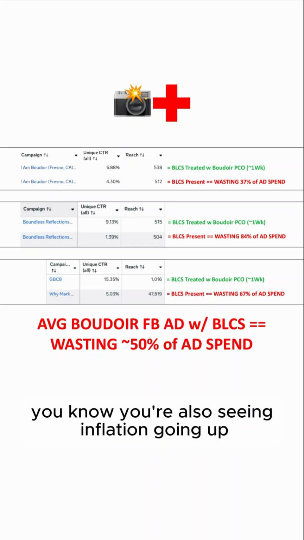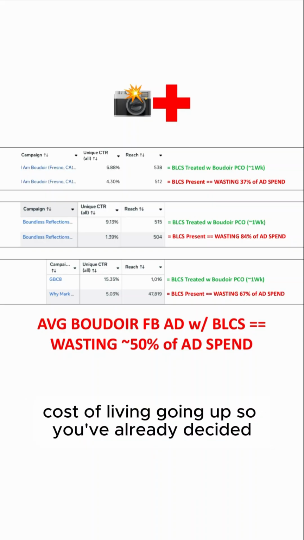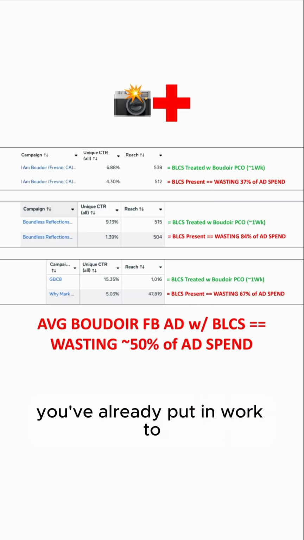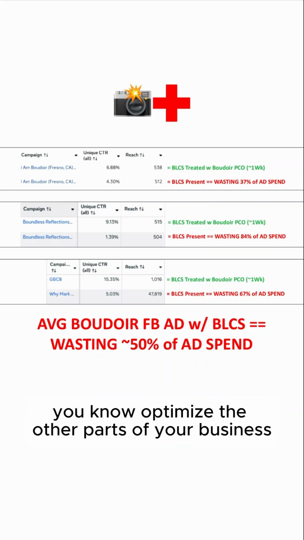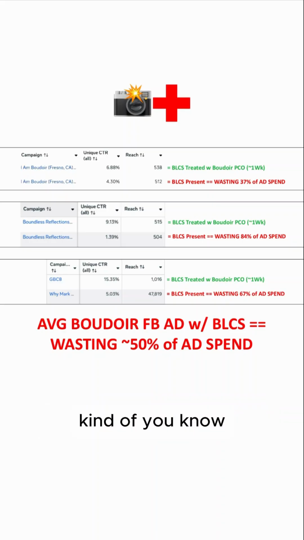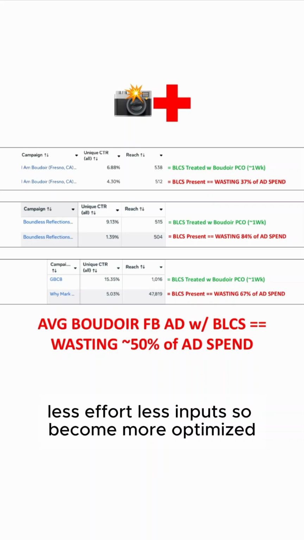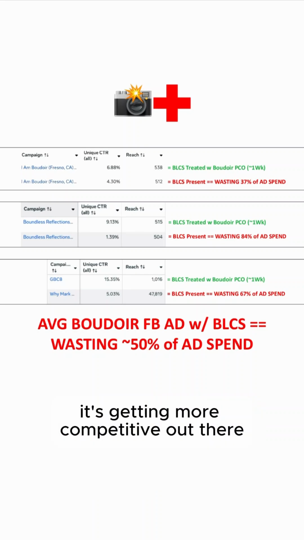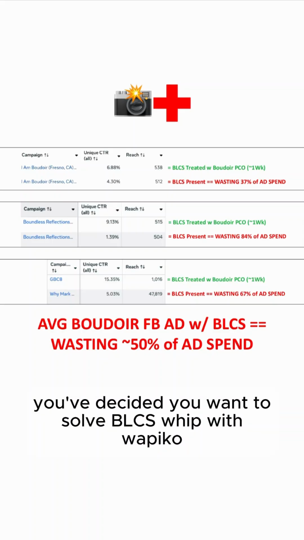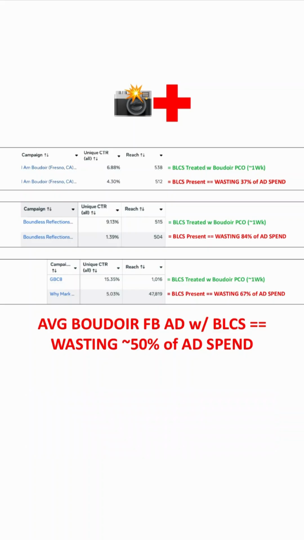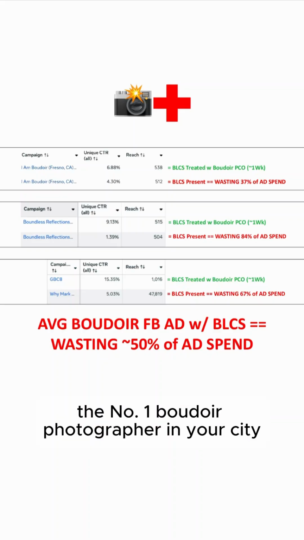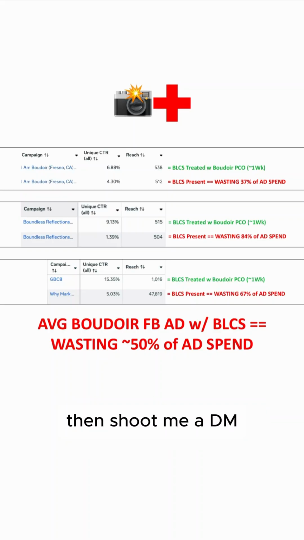and you're also seeing inflation going up, cost of living going up. So you've already decided, you've already put in work to optimize the other parts of your business, to pull some profit out there: the same effort, more profit, or more profit, less effort, fewer inputs. So you're becoming more optimized because you're seeing it's getting more competitive out there. You've decided you want to solve BLCS with Boudoir Pico because you want to achieve pre-click alignment and you want to become a dominant Boudoir advertiser with Boudoir Brain Entry Boost, because you need that to become the number one boudoir photographer in your city. Then shoot me a DM.